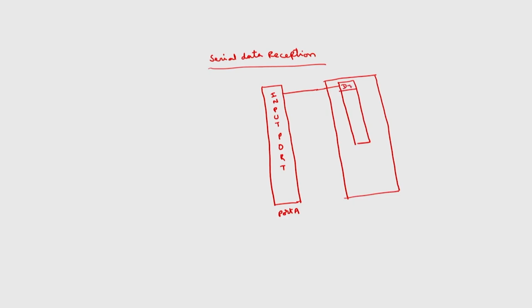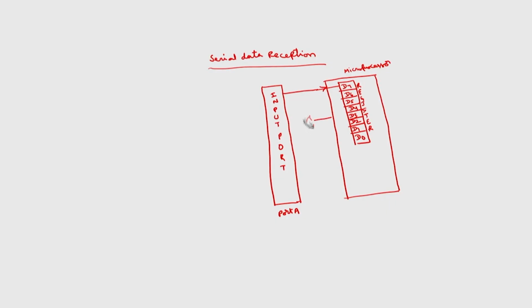We have to take it onto D7 first, D6, D5, D4, D3, D2, D1, D0. This is a register inside the microprocessor. I will write the program for this also. This is the microprocessor. Then the microprocessor will generate the address corresponding to this input port.